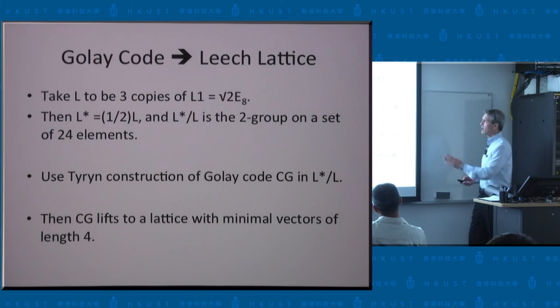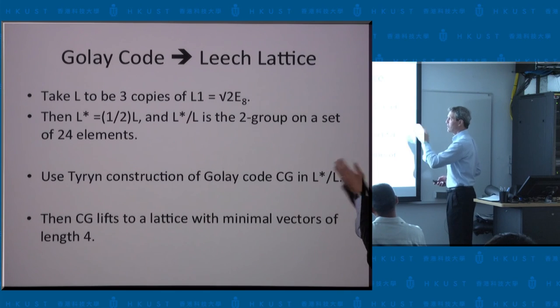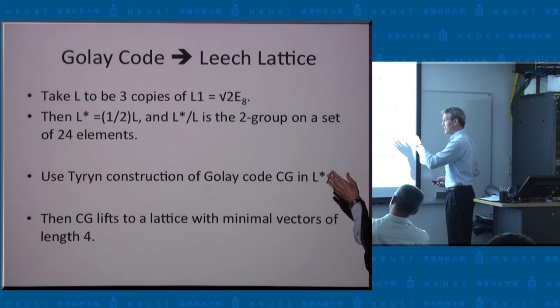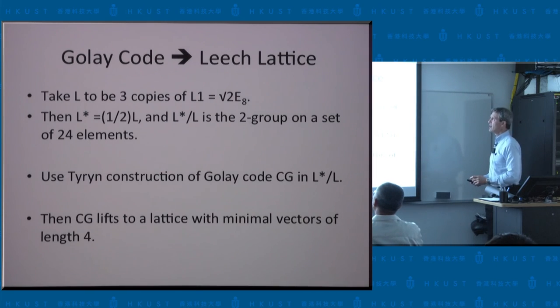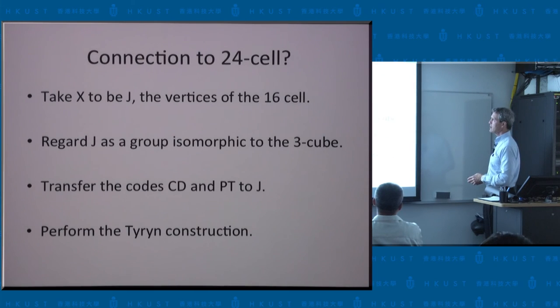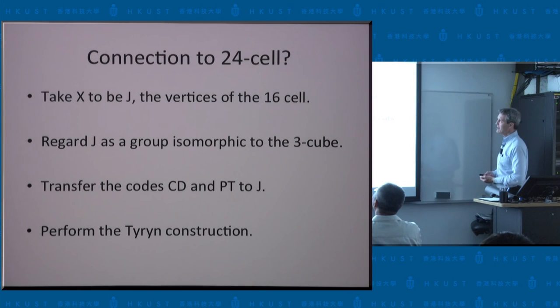and then the Golay code lets you construct the Leech lattice in very much the same way that you could construct the E8 lattice from the Hamming code. So the Golay code shows you how to construct the Leech lattice. And so now I'll just leave you with this thought. Is there a connection to the 24 cell?